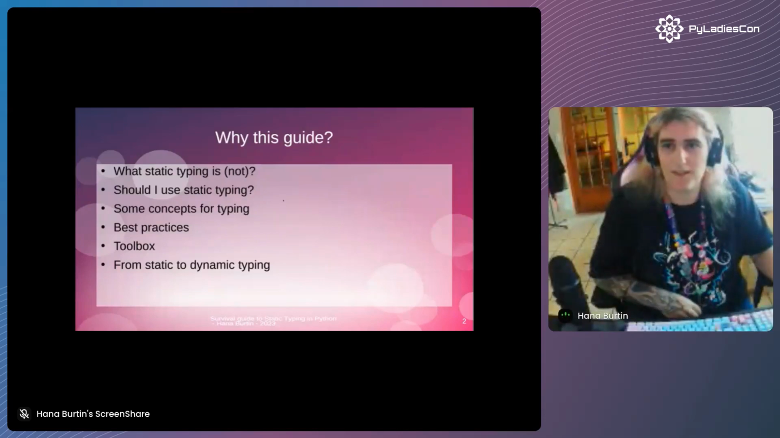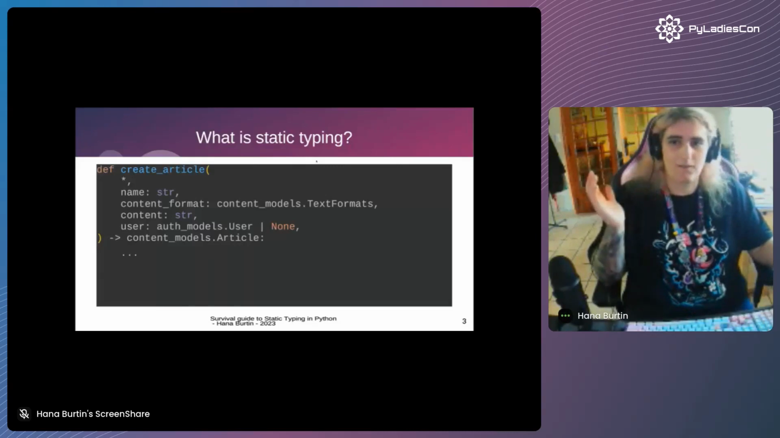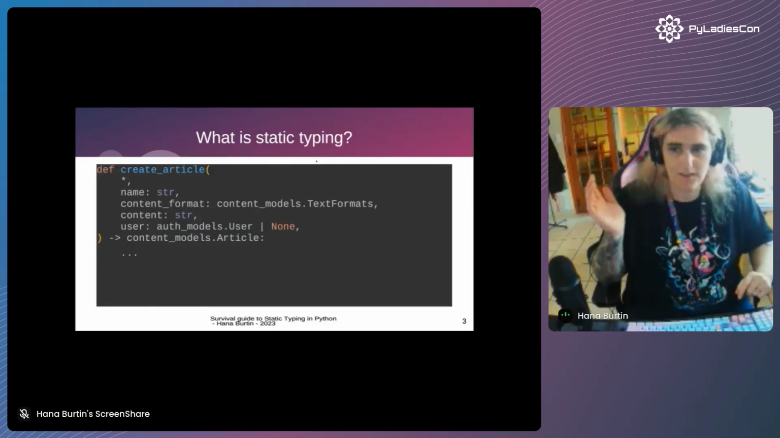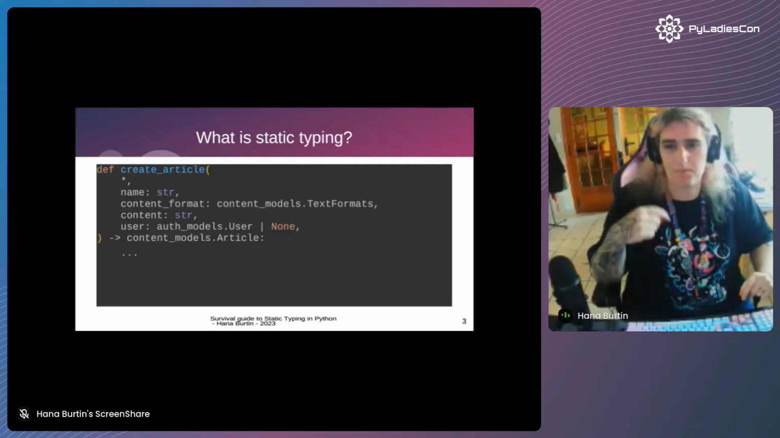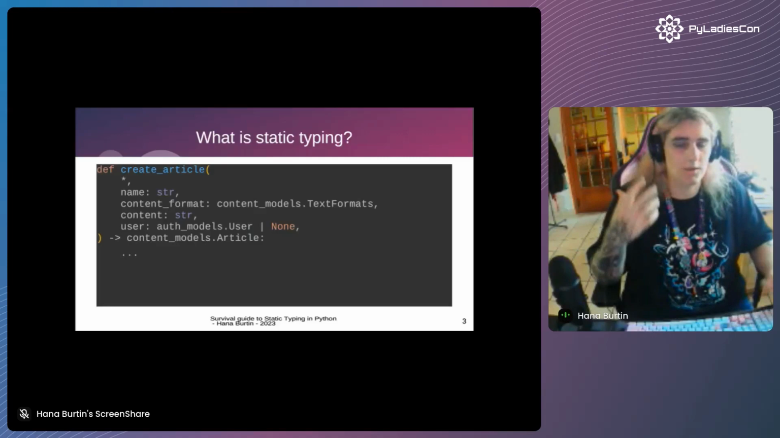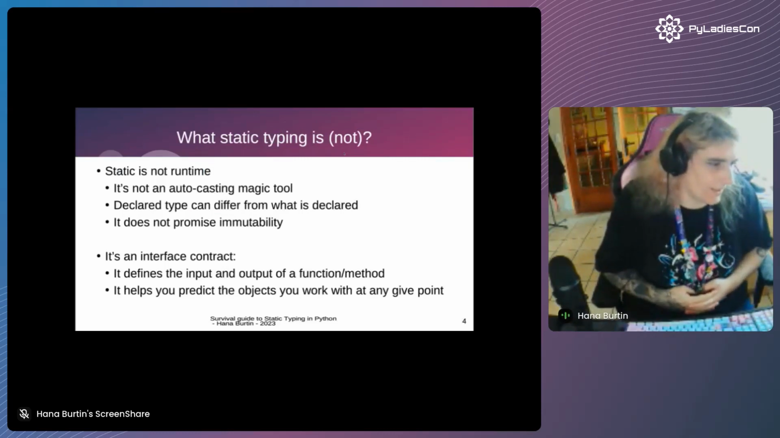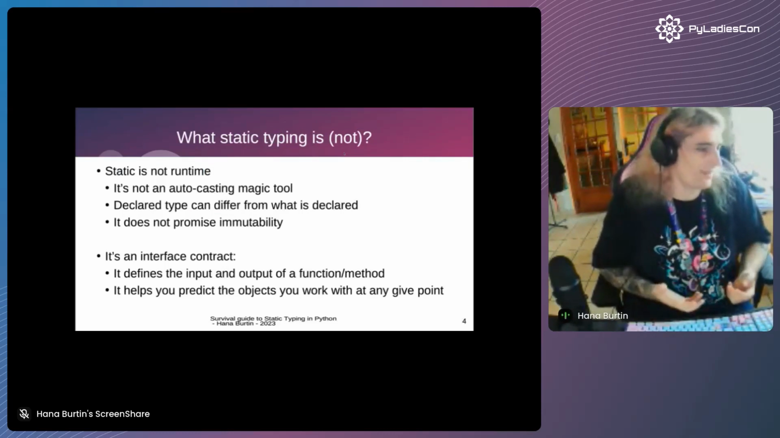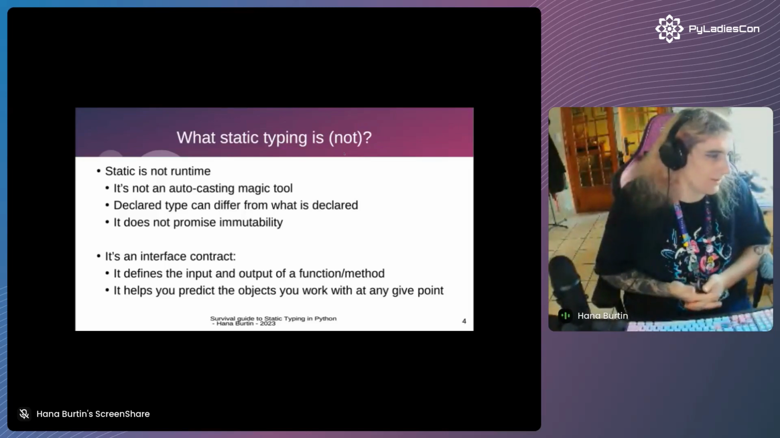First, what is static typing? Well, that's easy. You have already seen this many times, I think. That's the typings you can add to your function, or to any part of your code, to help you understand what object you are working with. But static typing is not magic. It's not something that will autocast. It's not a magic tool to cast from one type to another in Python.